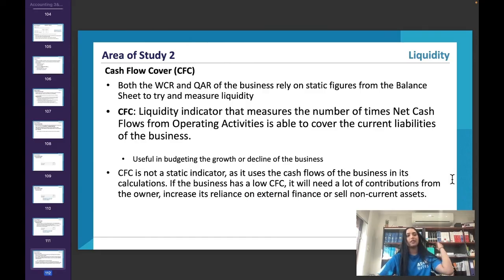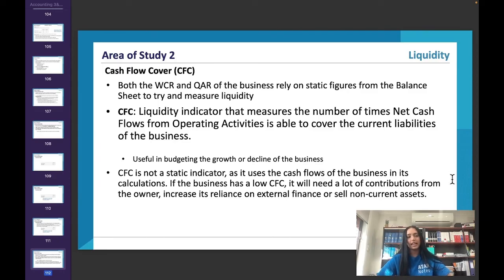Cash flow cover measures the number of times net cash flows from operating activities is able to cover the current liabilities of the business, and this is useful in budgeting the growth or decline of the business. Cash flow cover is not a static indicator. It uses the cash flows of the business in its calculations.